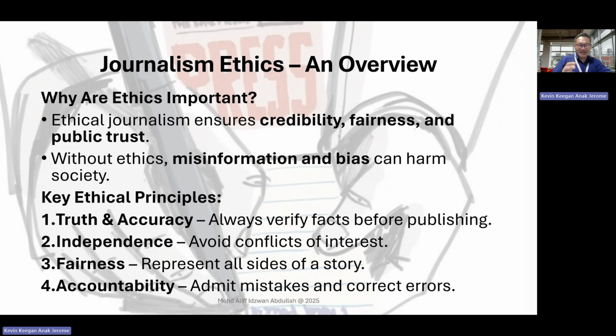Ethics, journalist ethics overview. What are ethics in journalism? Why are they important? Ethical journalism ensures credibility, fairness, and public trust. Without ethics, misinformation and bias can harm society. The key ethical principles are truth and accuracy, independence, fairness, and accountability. Truth and accuracy: always verify facts before publishing. Independence: avoid conflicts of interest. Fairness: represent all sides of the story. Accountability: admit mistakes and make correction efforts.